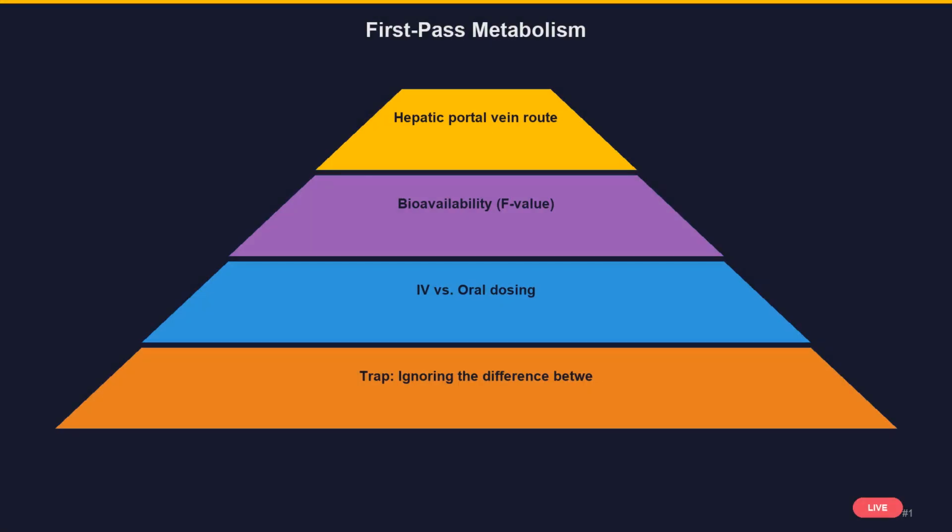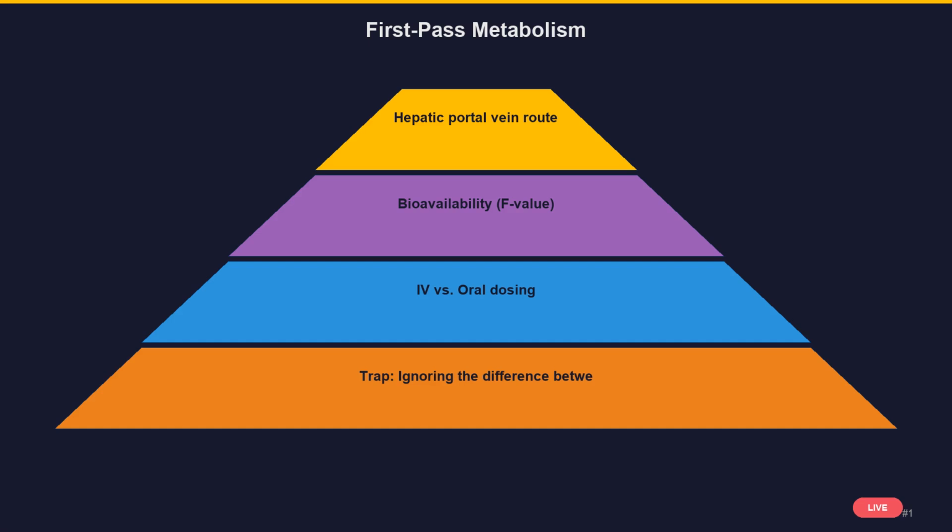Imagine a drug entering the body like a traveler passing through customs. The liver is the customs agent. For some drugs, the agent confiscates 90% of the goods before they ever reach the city. This is first-pass metabolism. Why do students miss this?